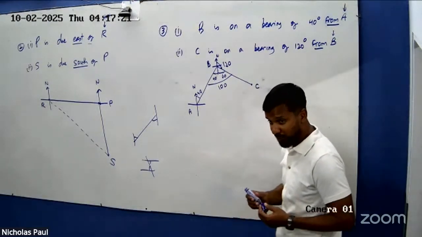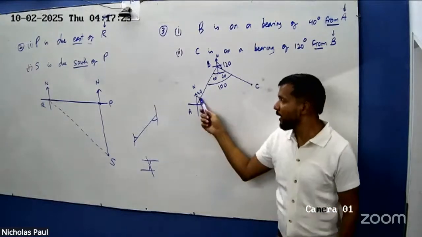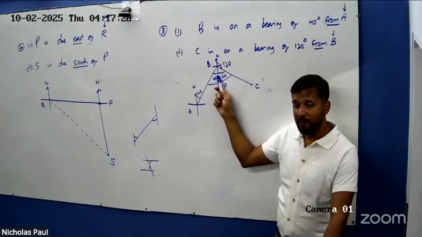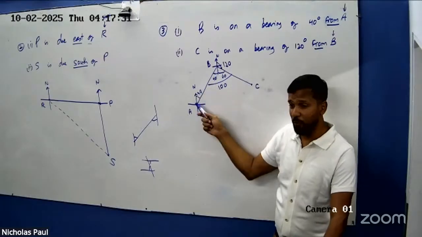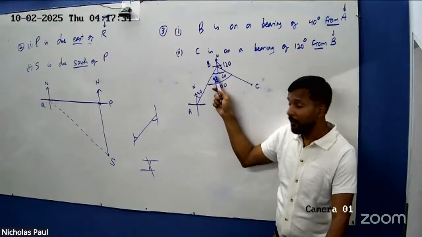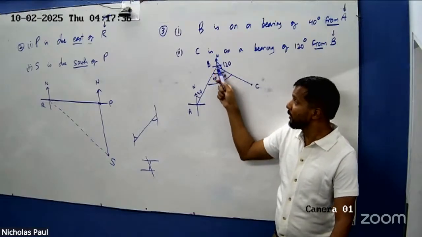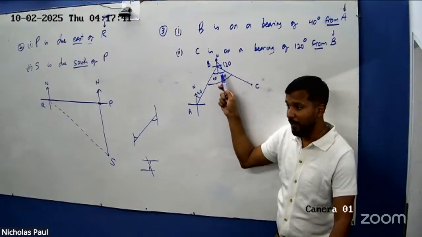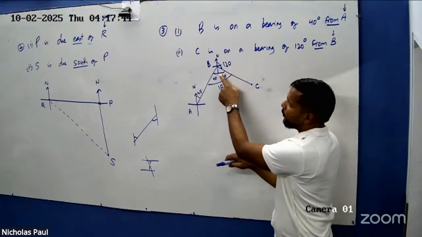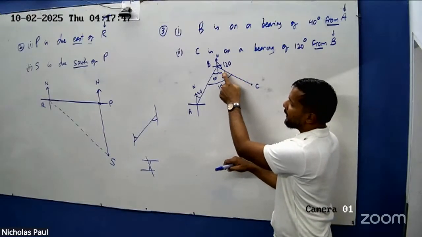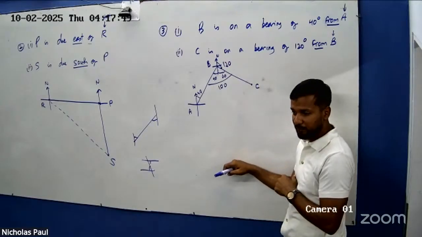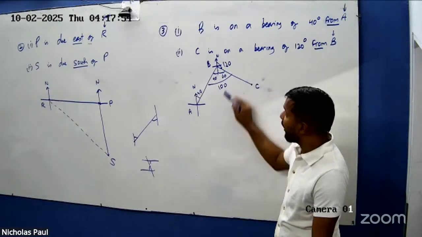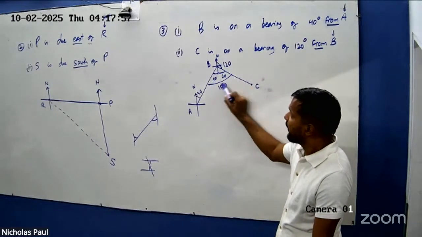Watch it again. Here is 40, so here is also 40. Are you okay with that? Opposite angles are equal. Here's 40, here's 40. This is a straight line here, so this entire thing is 180 degrees. So if here is 120, this little piece here will be 180 minus 120, which is 60. You okay with that? So now, if here is 60 and here is 40, the whole angle is 100.